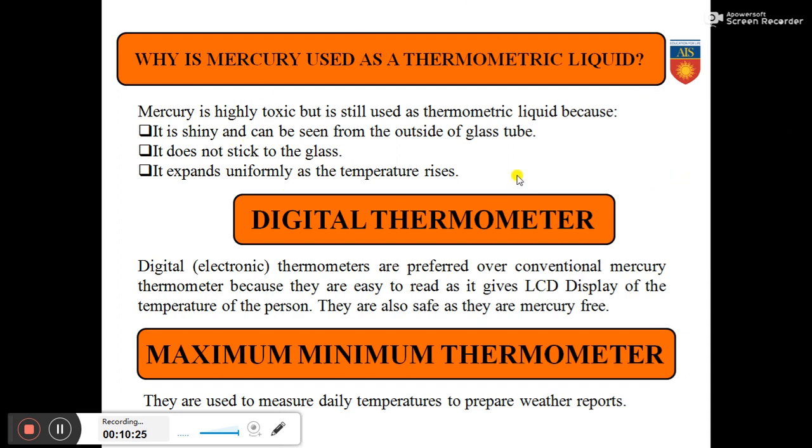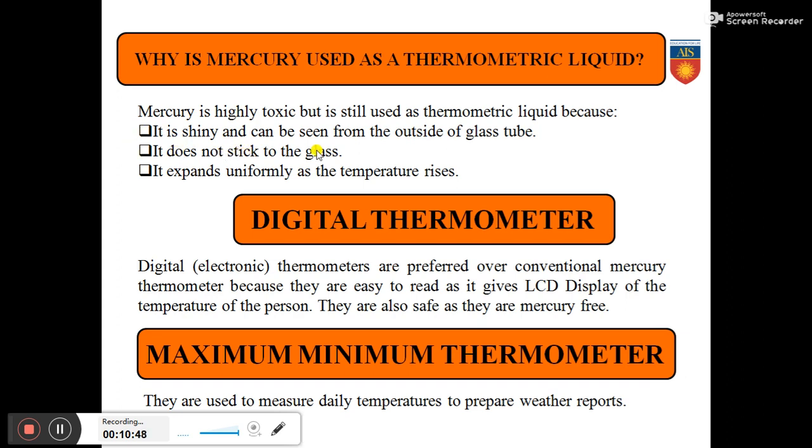Very, very important question. Why are we using mercury? Why not any other metal? Why not any other liquid? Well, the reasons are, even though mercury is highly toxic, it is still used as a thermometric liquid. Why? Because it is shiny and can be seen from the outside of the glass tube. It is extremely shiny, so you can see it from the outside of the thermometer as well.